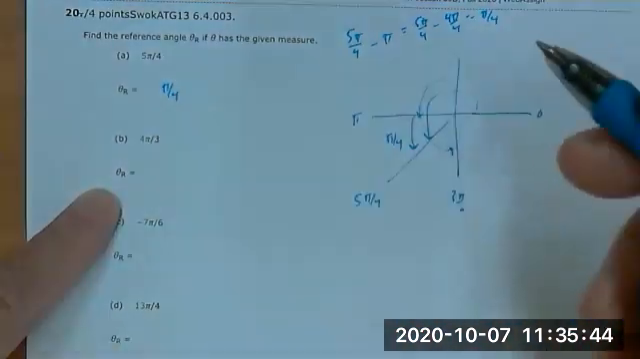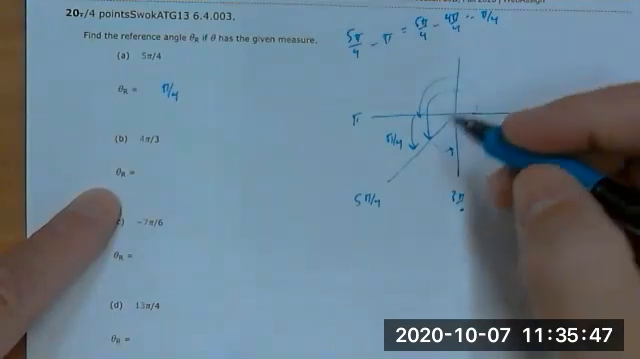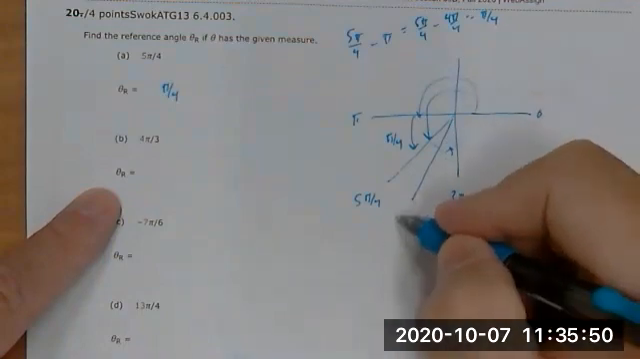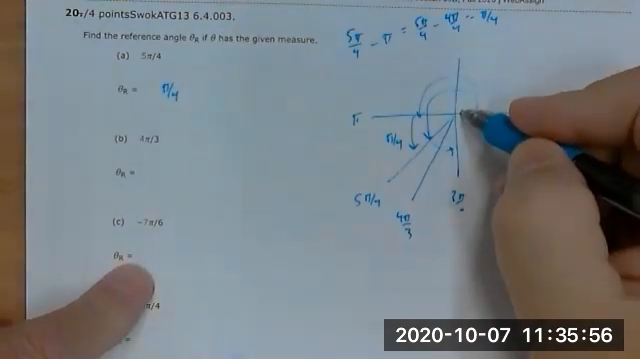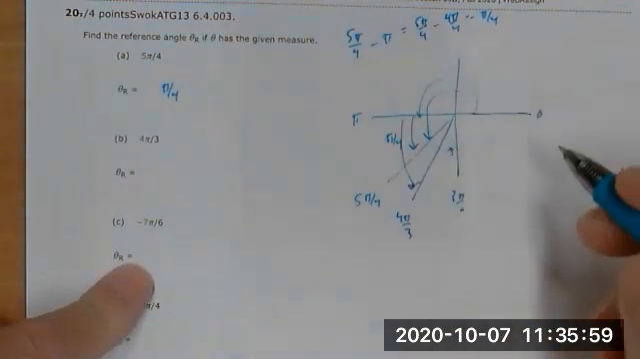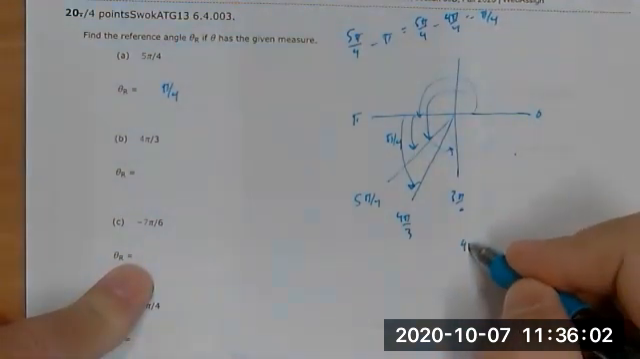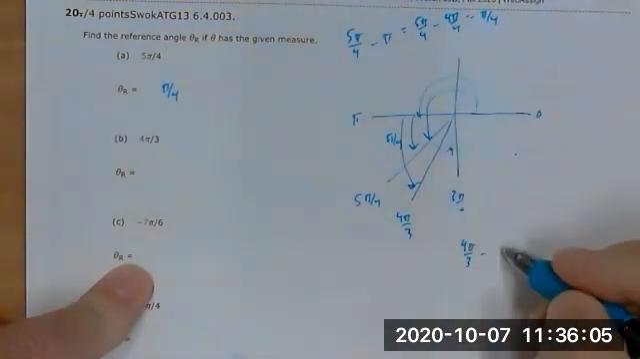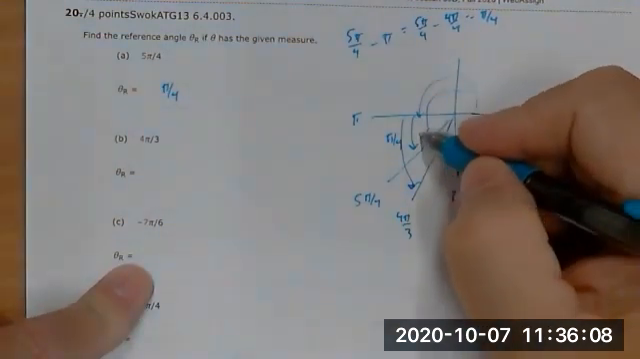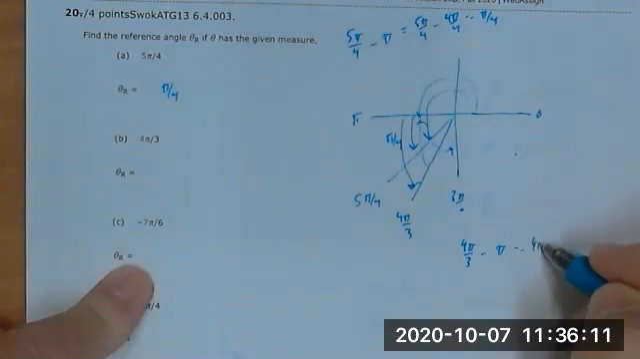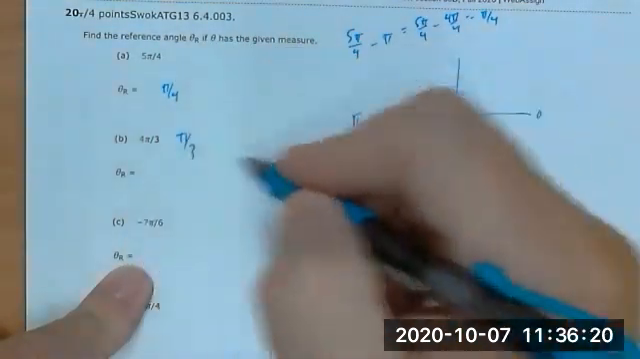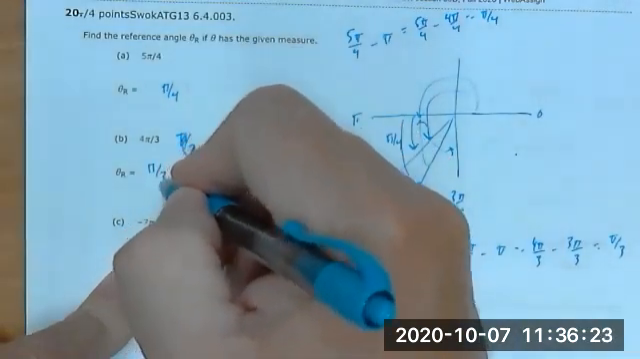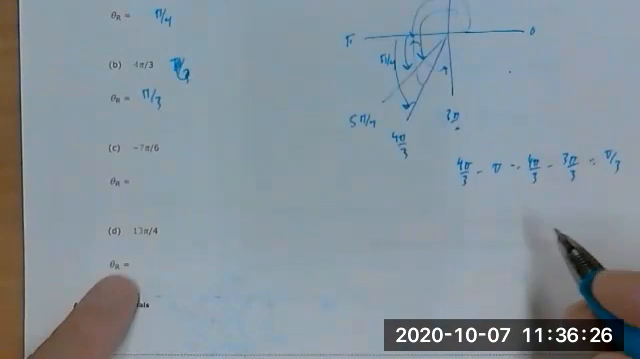4 pi over 3 is actually right in here somewhere. Just for fun, let's do this mathematically. So to get this angle here, I have to take 4 pi over 3, subtract pi, because then when I do that, that would leave this angle here. 4 pi over 3 minus 3 pi over 3, pi over 3. I guess I should write it here. Negative 7 pi over 6.